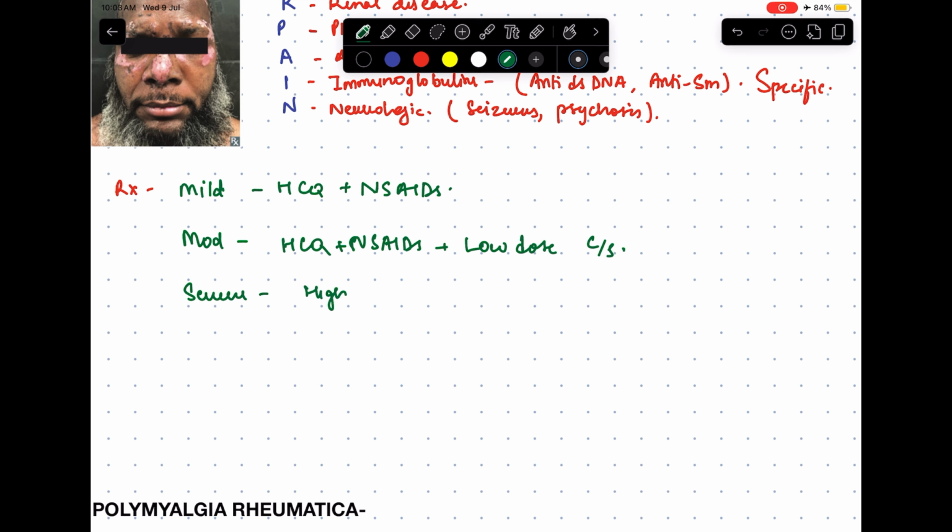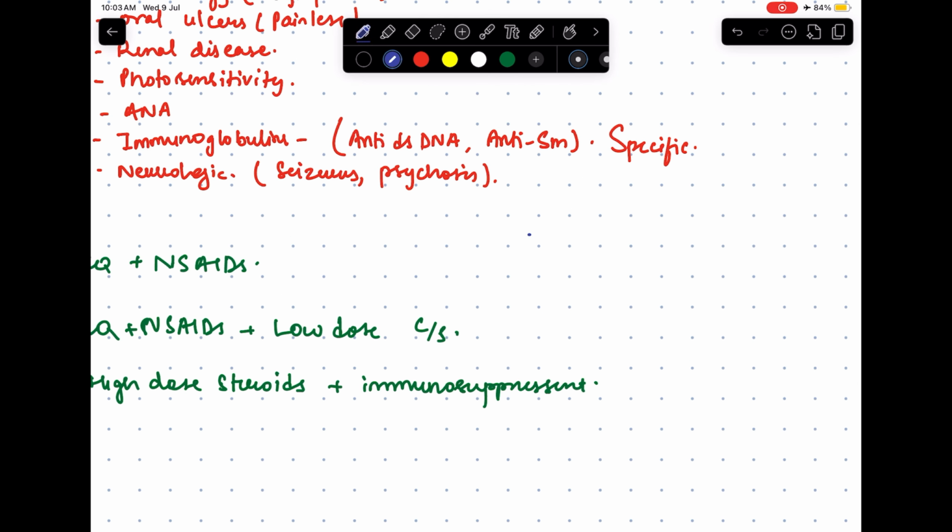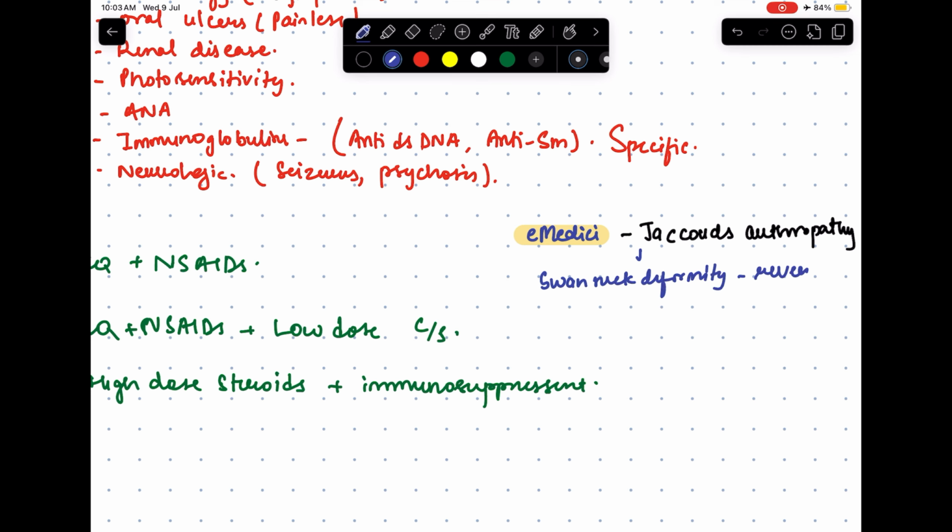So a new thing got added in eMedicine. So there is a Jaccoud's arthropathy. It is seen in SLE, but its symptoms are the same as rheumatoid arthritis. So there is the swan neck deformity, but Jaccoud's arthropathy is swan neck deformity that is reversible on physical manipulation. So this is associated with SLE. In the question stem, they can show you the picture of swan neck deformity. So don't jump to the conclusion. You'll have to think about if it is reversible or not. Then the answer will change accordingly.